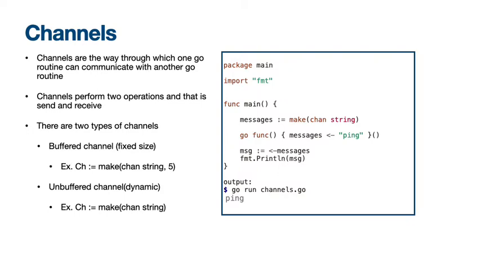So the next slide is wait group. So what is a wait group? The main use of a wait group is waiting for multiple Go routines to finish their execution. Until the Go routines have completed their execution, the program will not be terminated.